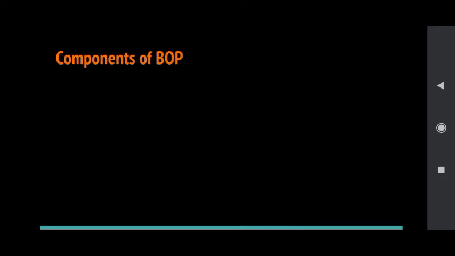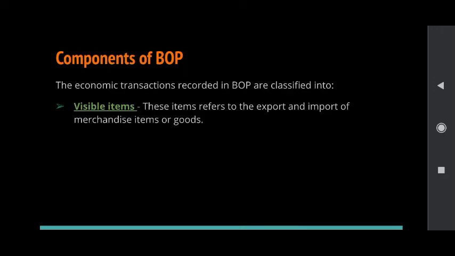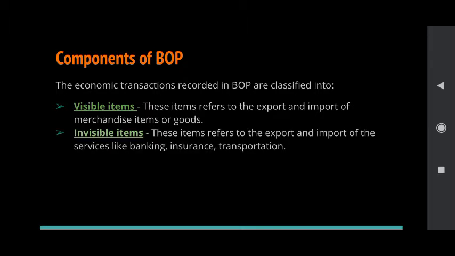Now, the components of balance of payment include number 1, visible items. Visible items simply means the merchandise or the physical goods. That means the exports and imports of the merchandise items or the physical goods between two countries. Second, invisible items. It includes all the services. That means the exports and imports of services like banking, insurance, transportation, communication, etc.